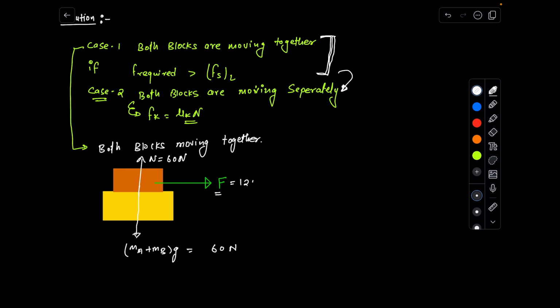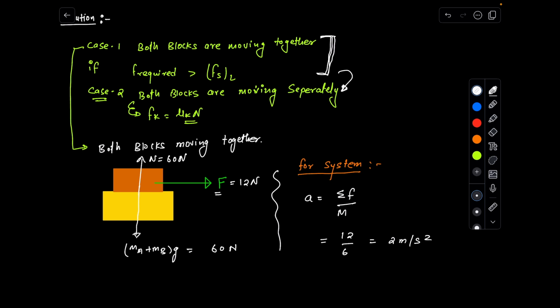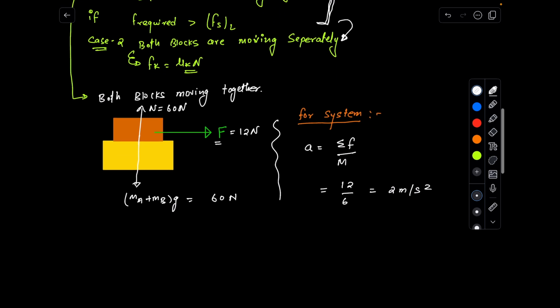Now this 12 Newton is going to pull this system. For the system, we apply Newton's second law because the system is going to accelerate: total force equals mass into acceleration. So the acceleration of the system is the total force in the x direction divided by mass. We can apply Newton's laws of motion in individual directions. Here the total force is 12 divided by the mass of the system, 6. So acceleration comes out to be 2 meter per second square. It means this system is going to accelerate with 2 meter per second square. Okay, we are done with this.